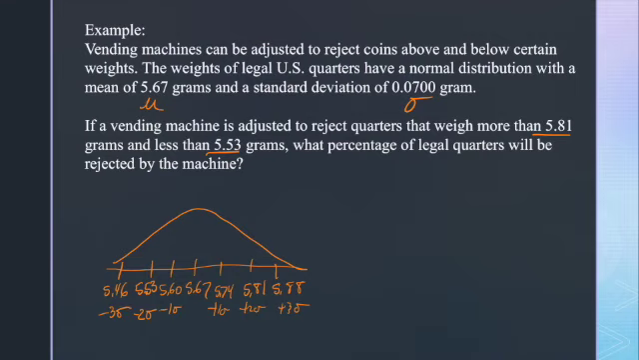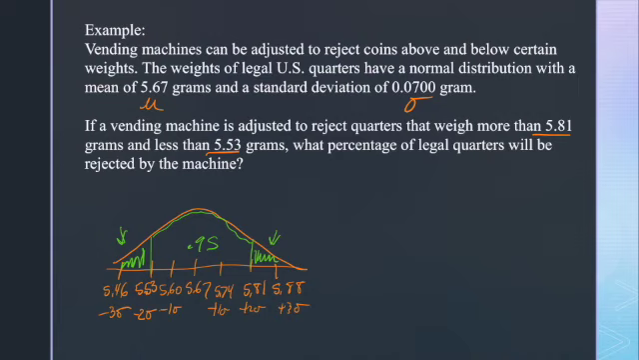So, if a vending machine is used to adjust quarters that weigh more than 5.81 or less than 5.53, what percentage of legal quarters will be rejected? Well, between 5.81 and 5.53 there's 95% of data, so the area here is 0.95. And it's going to reject quarters that weigh more than 5.81 or less than 5.53. So I need to know the area in those two tails. Sometimes we call these area tails.